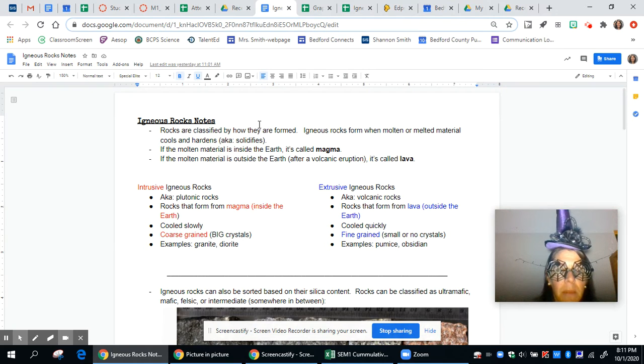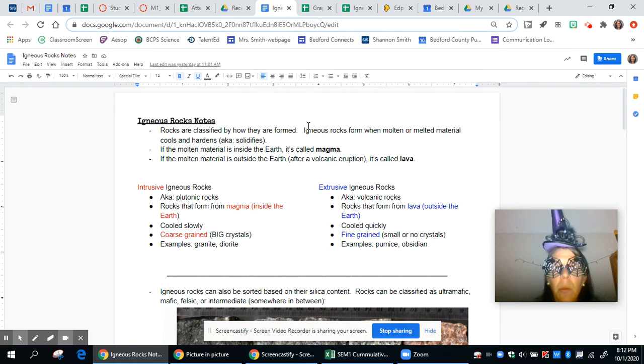Igneous Rocks notes. These are one of the three types of rocks that you have been studying since third grade. Particularly, igneous rocks form when something melted or molten cools and hardens. The fancy word for that is solidify. So when magma or lava cool, they're no longer that molten or melted material, they are solid.